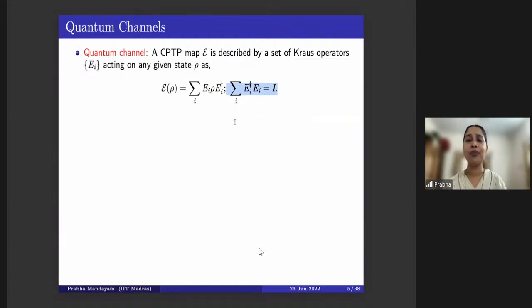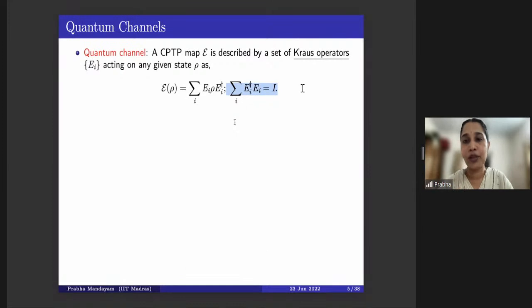So there may be some number of Krauss operators that describe a given channel. I'll give you some examples now. This could be 2, this could be 3, this could be 4. We will see different kinds of examples of such quantum channels now, right? So how many Krauss operators there are to describe a channel comes from the physics of the problem. It comes from the nature of the system-environment interaction and so on, right? But this is an abstract description, what I've written here, which takes care of any kind of open quantum system.